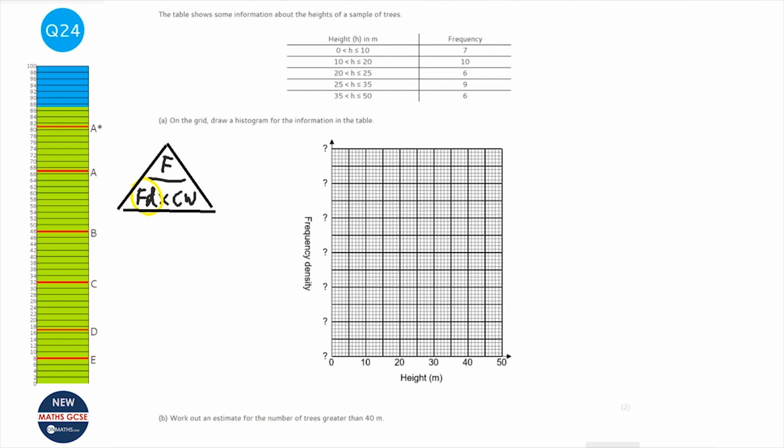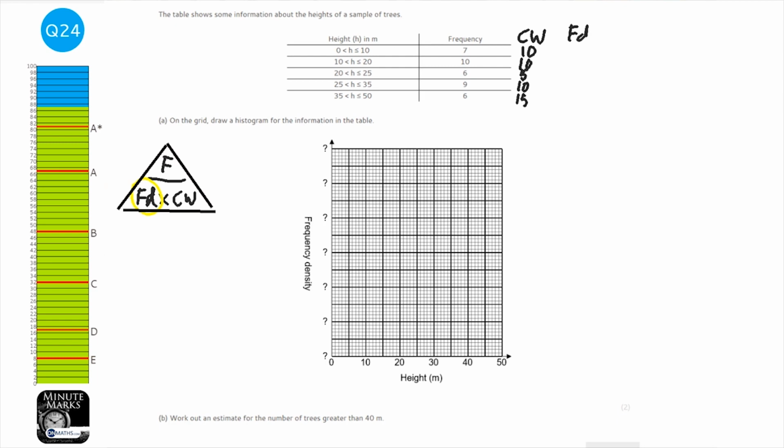So I'm going to do the class width column first, and the class width is just the width of the group. So 0 to 10, the class width is just 10, 10 for the next one, then 20 to 25 is going to be 5, and I'm writing small here, and 25 to 35 is 10, and then the last one is 15. So that's the class width sorted.